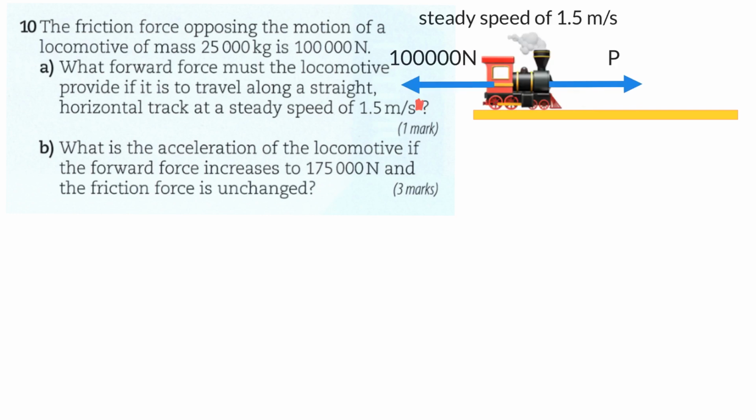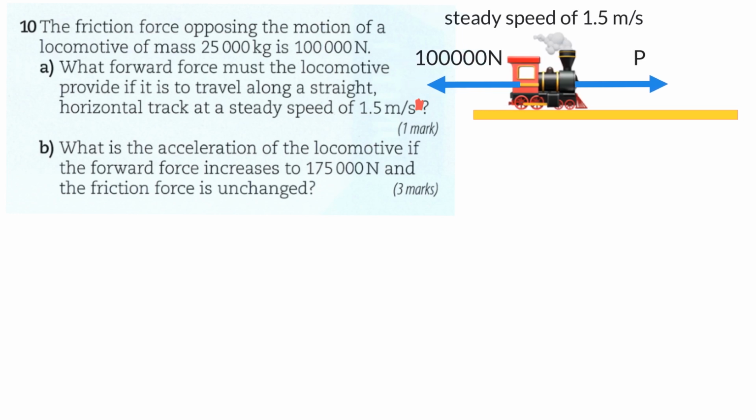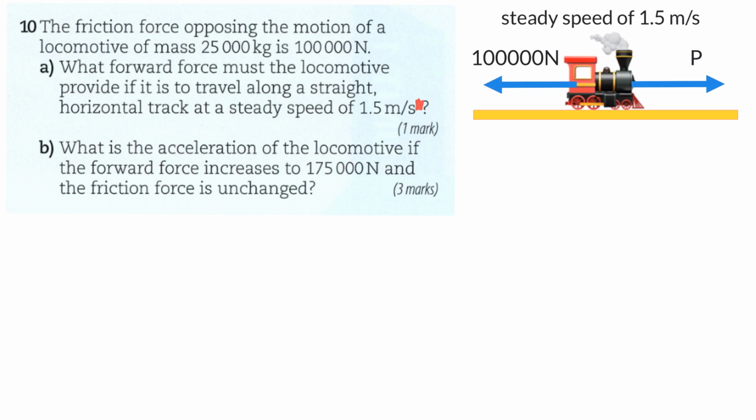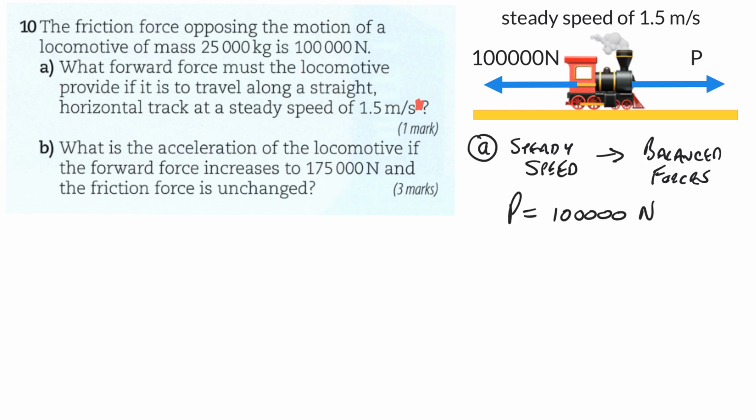So we're told that it's moving at a steady speed. And Newton's first law tells us that if an object is moving at a steady speed, it has balanced forces on it. So you would just state why you're making this assumption, but you're basically saying that the forces are balanced, therefore P has to equal 100,000 as well. So part B says, what is the acceleration of the locomotive if the forward force now increases to 175,000 newtons and the friction force is unchanged?